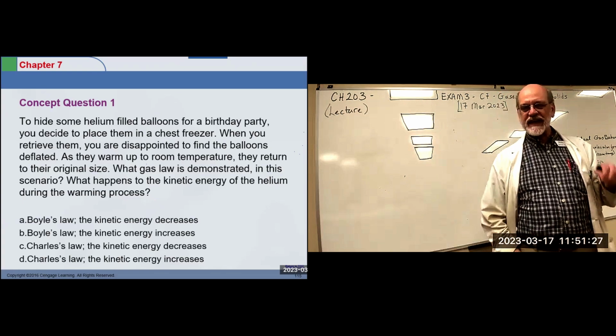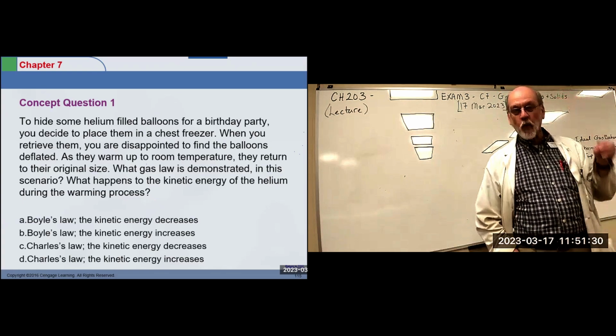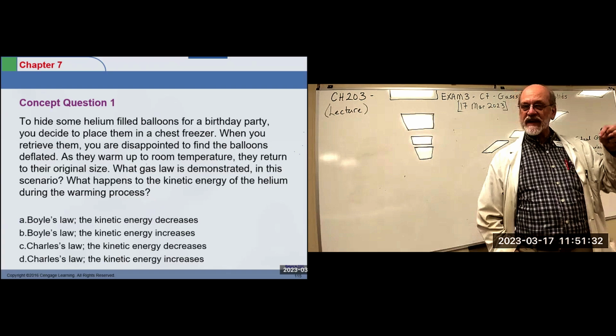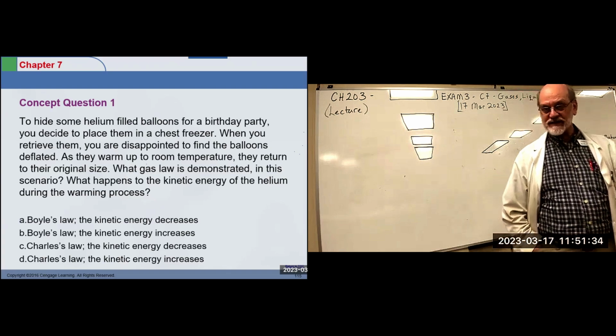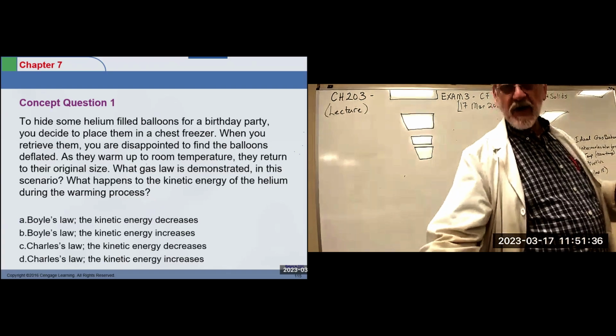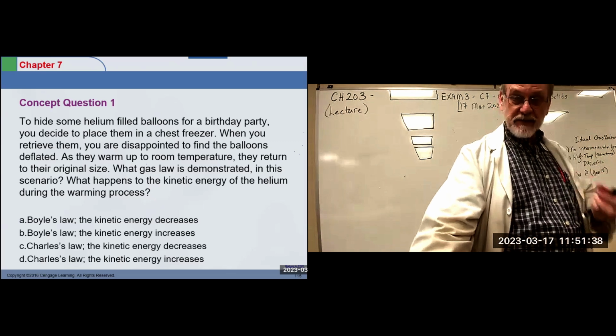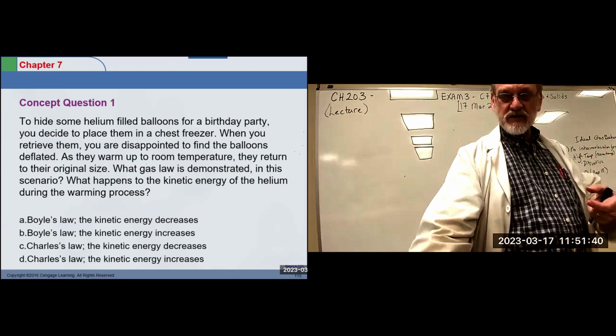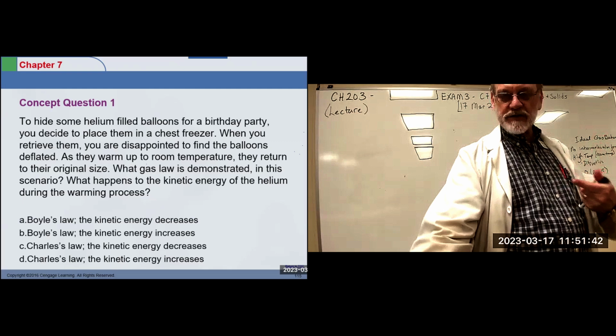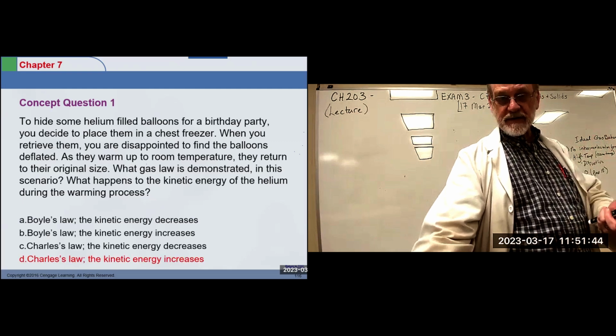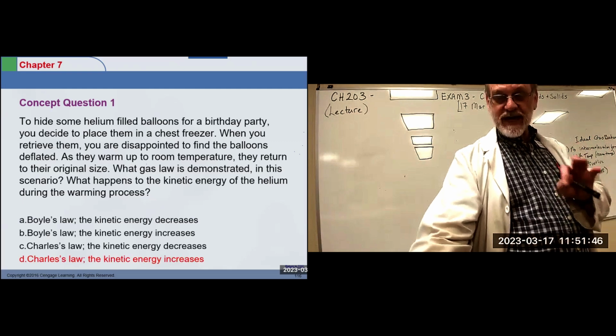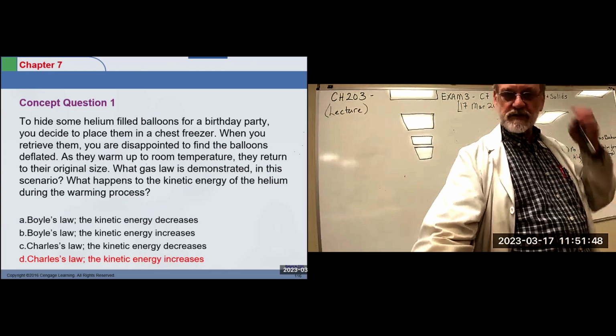What happens to the kinetic energy of the helium during the warming process? The kinetic energy increases because the temperature increases. Remember, temperature is a measure of the average kinetic energy of all the molecules in a substance. So the last one satisfies both of those conditions.